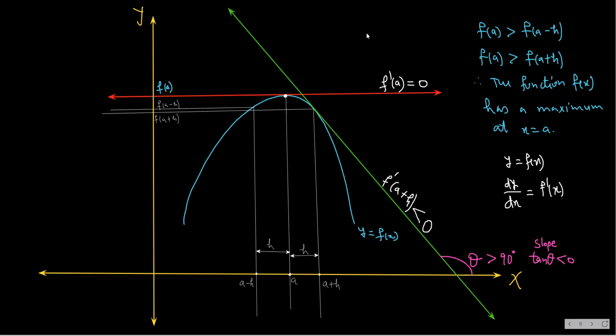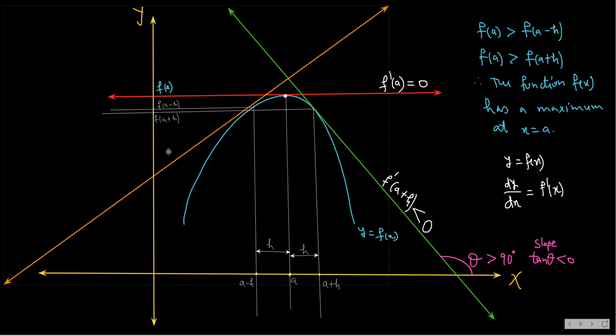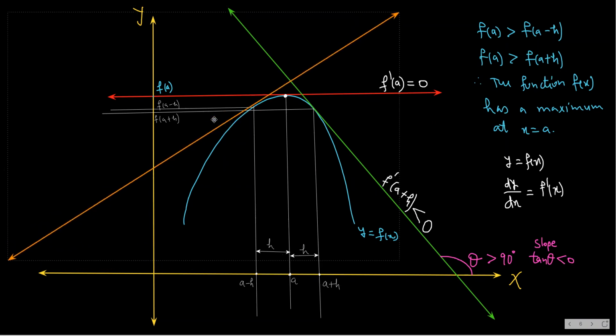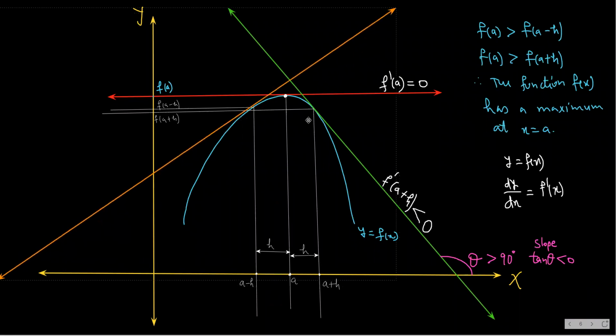Now let me go for the third tangent. I will draw one more tangent. At this time, the tangent I draw is at a minus h. I draw a tangent at a minus h. I draw the tangent to the curve just before.